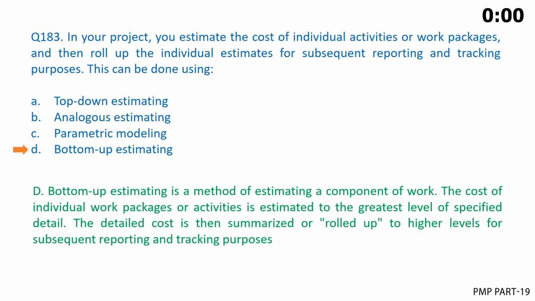The correct answer is D. Bottom-up estimating is a method of estimating a component of work. The cost of individual work packages or activities is estimated to the greatest level of specified detail. The detailed cost is then summarized or rolled up to higher levels for subsequent reporting and tracking purposes.